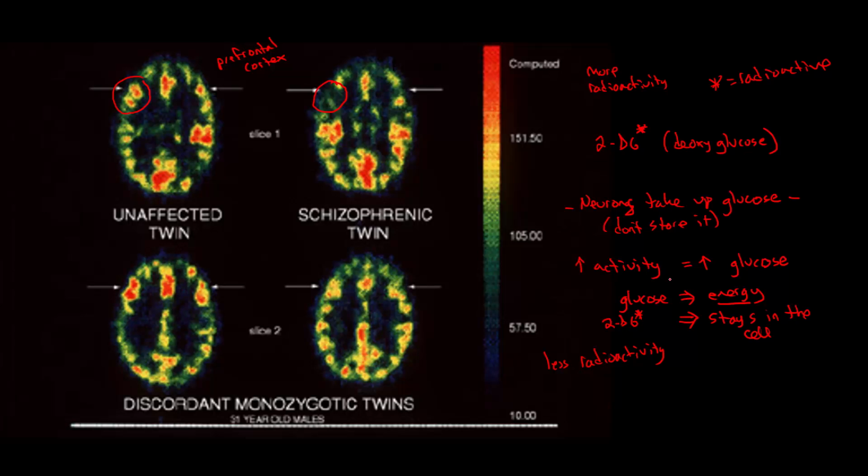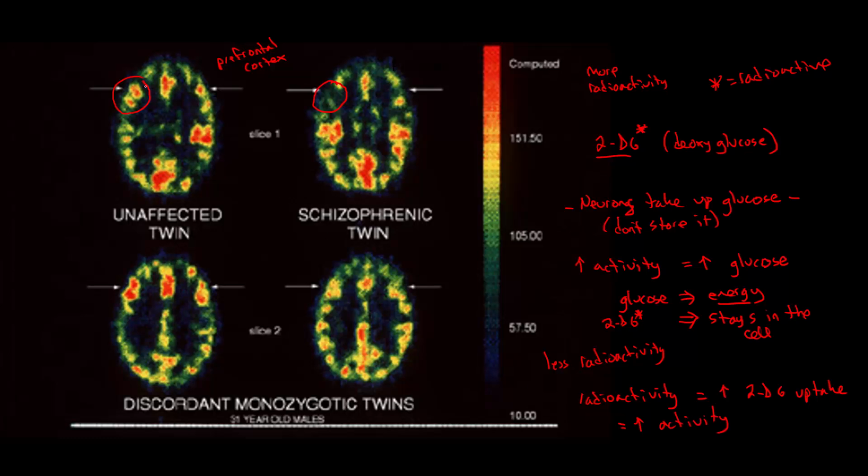Okay? So if we put someone in a PET scanner, then if there's a part of the brain that's working real hard, it's going to take up a lot of this 2DG. It'll sit there and I'll see more radioactivity. So in this case, radioactivity equals increased 2DG uptake. That's due to increased activity.